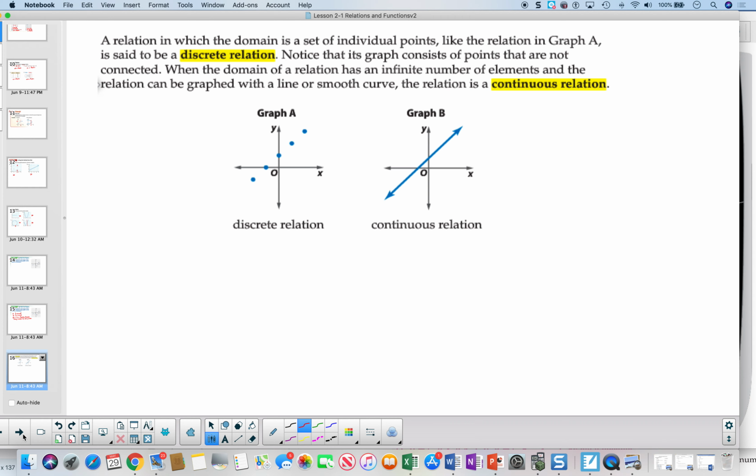Let's talk about some of the graphs we saw. Some were what we call discrete relations, and they are made up of individual points. And then there's another kind of relation called continuous, where it's a smooth curve or line. That's a continuous relation.